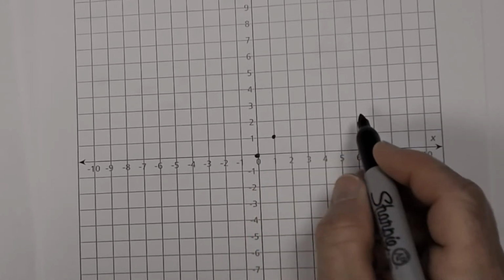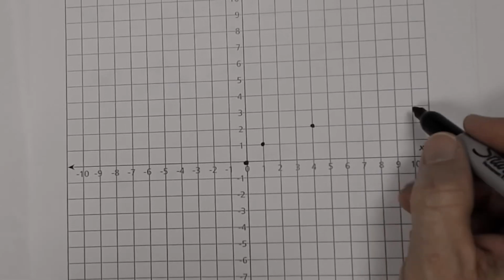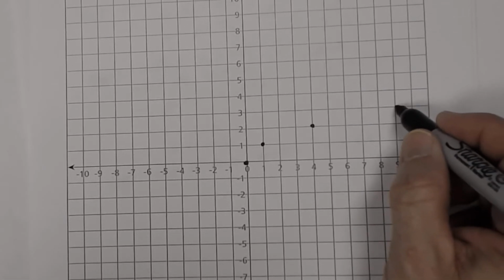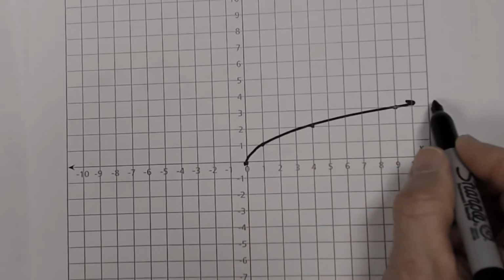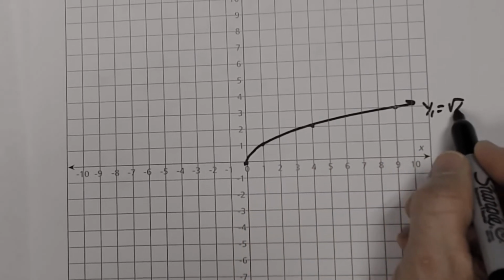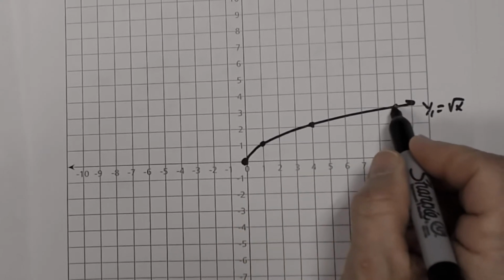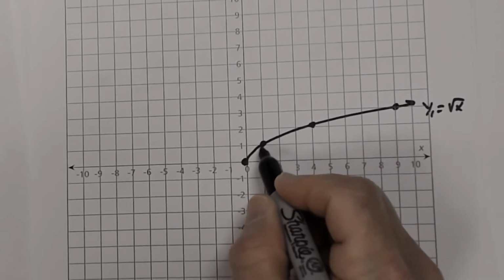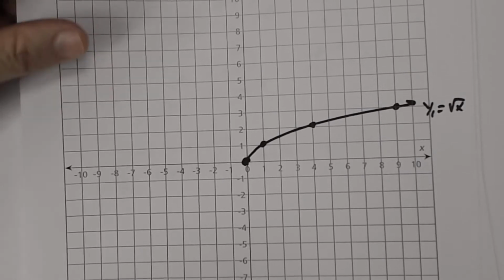The square root of 1 is 1. The square root of 4 is 2, so we get the point (4, 2), and the square root of 9 is 3, so we get the point (9, 3). So this right here is the first thing you would draw. That's y1 equals square root of x. Okay, and I'm going to darken these because I'm going to need these as we go along. So darken those 4 key points that we used. Okay, so that was step 1.